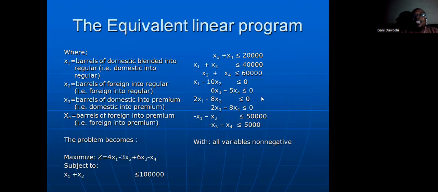Now, the equivalent linear program is this. The variables x1, x2, x3, x4 are these. x1, barrels of domestic blended into regular, for short, domestic into regular. When I get to the codes, you will see the reason why I'm shortening them. x2, barrels of foreign into regular. x3, barrels of domestic into premium. x4, barrels of foreign into premium. The associated linear program is what you have here. Mind it, all variables are non-negative.